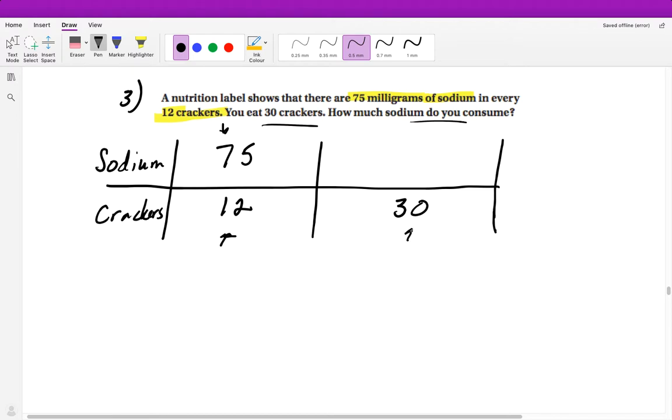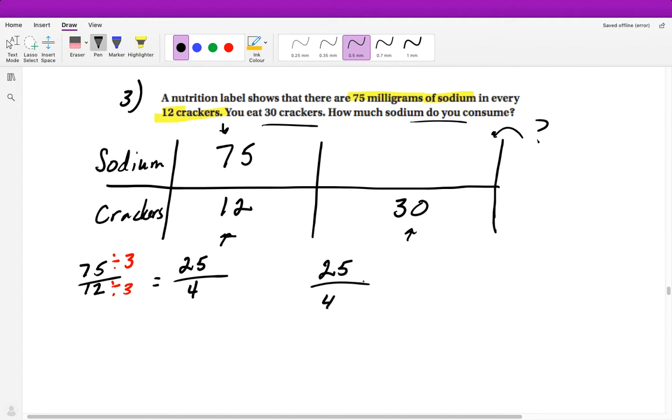So I knew that I ate 30 crackers. So the question I'm trying to solve for is how much sodium did I consume? The first thing I'm going to do is take this sodium to crackers. I'm going to make a ratio of 75 to 12. I'm going to reduce this ratio as much as I can when I'm going to use this to solve for my other answers. I know that 75 and 12 are both divisible by 3. So 75 divided by 3 is 25. 12 divided by 3 is 4. So 25 over 4 doesn't reduce anymore.